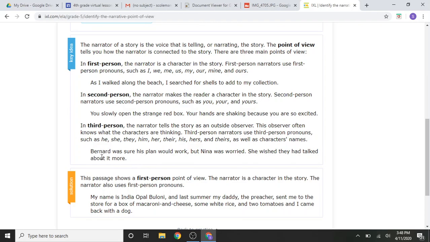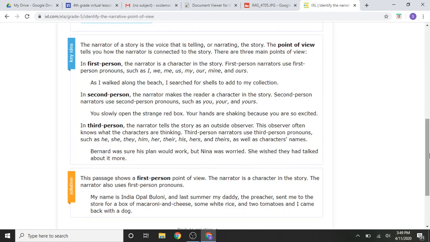So we see Bernard, which is a character's name. We see his. We see Nina, another character's name. We see the pronoun she, the pronoun they. That lets us know that this sentence is written in third person point of view.